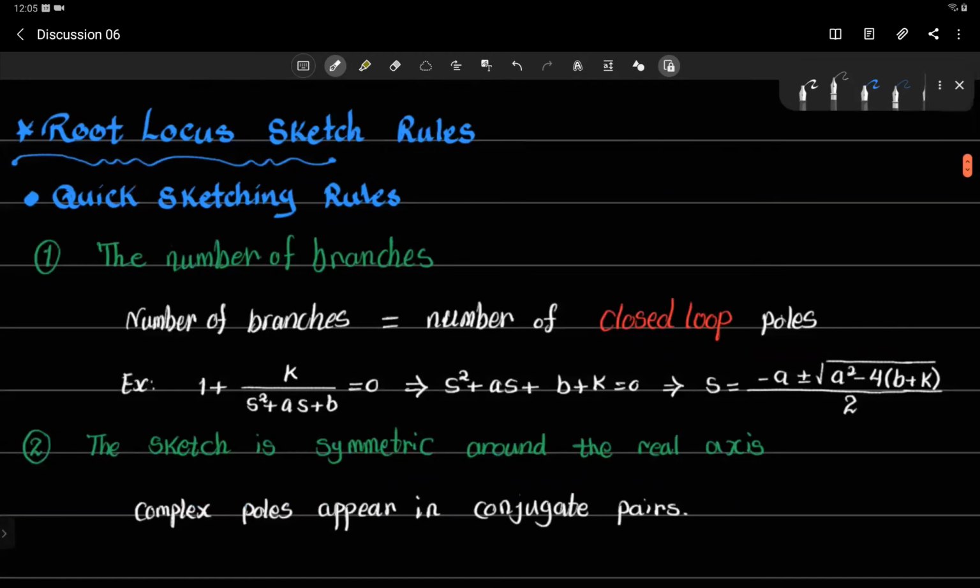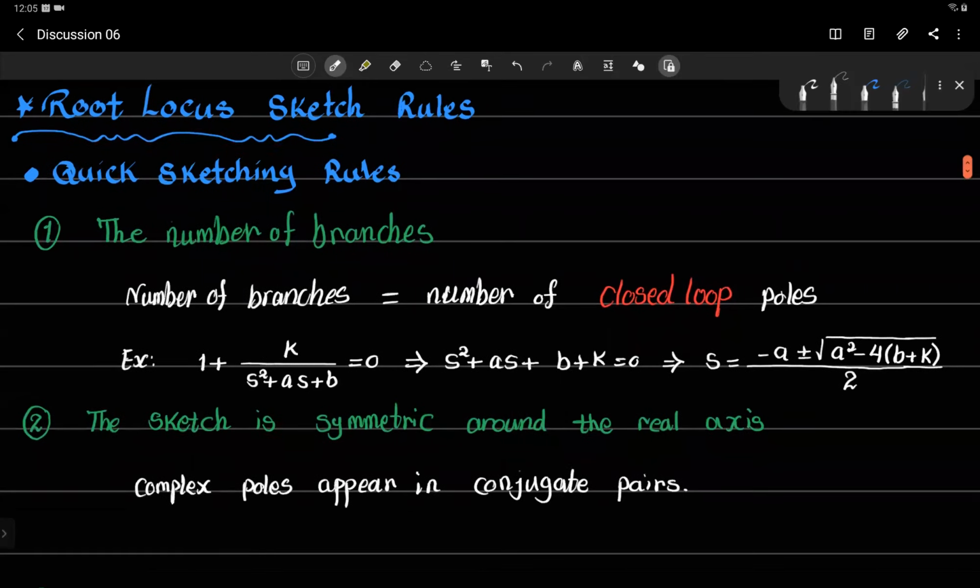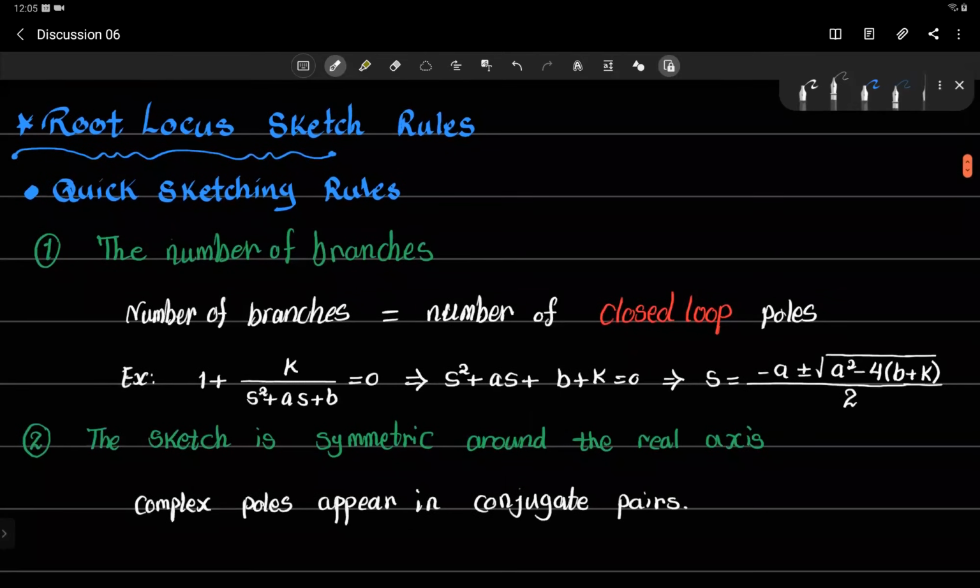So there are some basic rules that we can follow to determine the sketch of the root locus. There are quick sketching rules which give us just a quick idea of how the root locus looks like. And then there are some refinement rules that we will cover some of them this time, and then one final point we will cover in the next discussion.